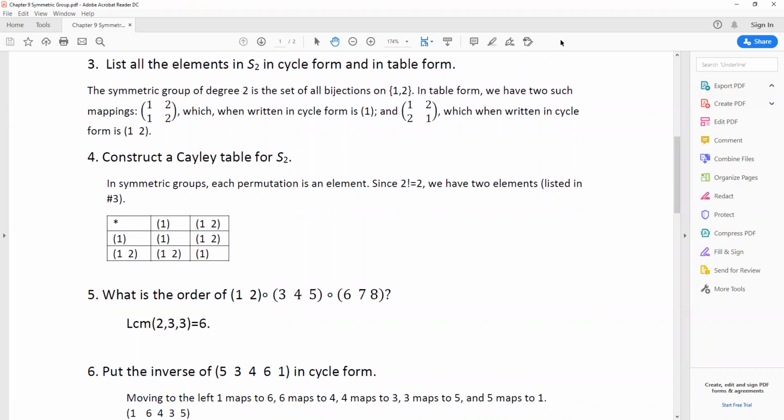Number 3, list all the elements in S2 in cycle form and in table form. Well, the symmetric group of degree 2 is the set of all bijections on the set containing the elements 1 and 2. So here's the set for S2. And in table form, we have 2 possible bijections. One is going to be the identity bijection. In other words, 1 will map to 1, and then 2 will map to 2.